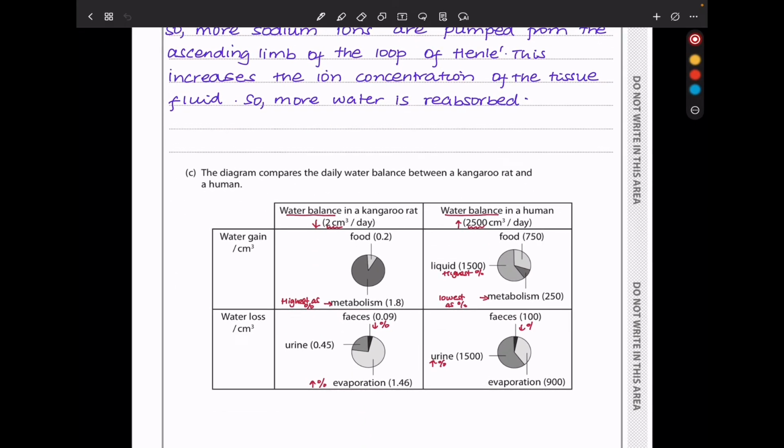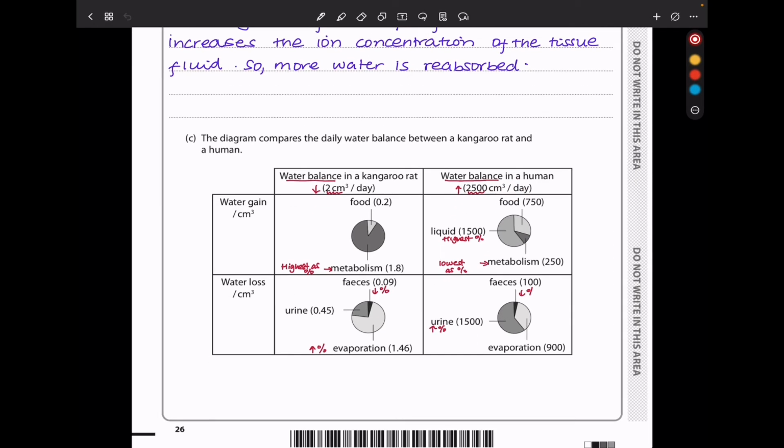In part C, they say the diagram compares the daily water balance between a kangaroo rat and a human. So here we see water balance in a kangaroo rat. This is 2 centimeters cubed per day, and for the humans is 2,500 centimeters cubed per day. When we look at the water gained, most of it is going to be gained from metabolism in the kangaroo rat, and little is going to be gained from food, meaning they use a higher percentage of metabolic water. For the humans, the greatest percentage is going to be gained through liquids, and then next is going to be food, and the least is going to be metabolic water.